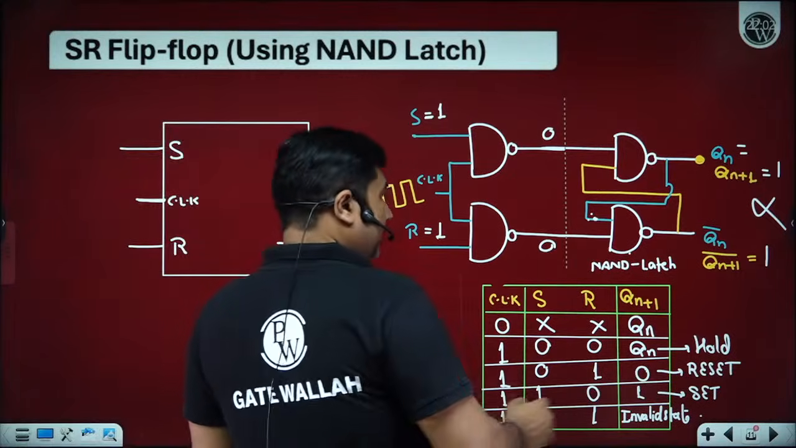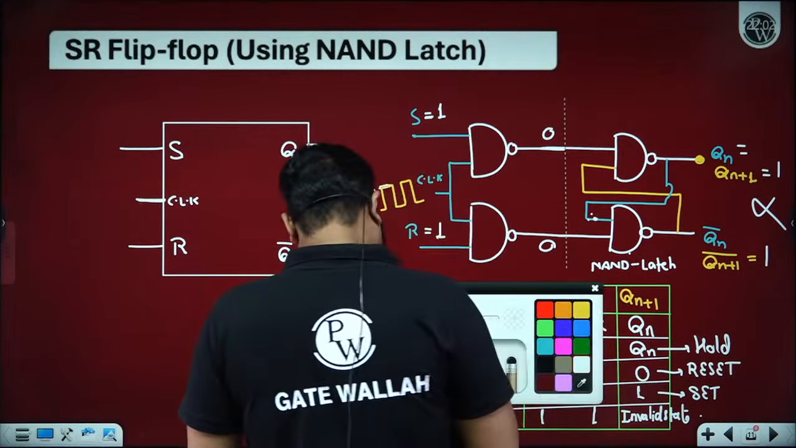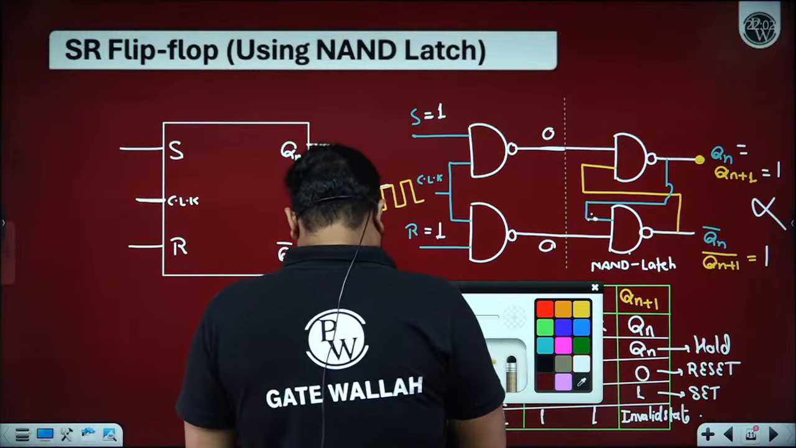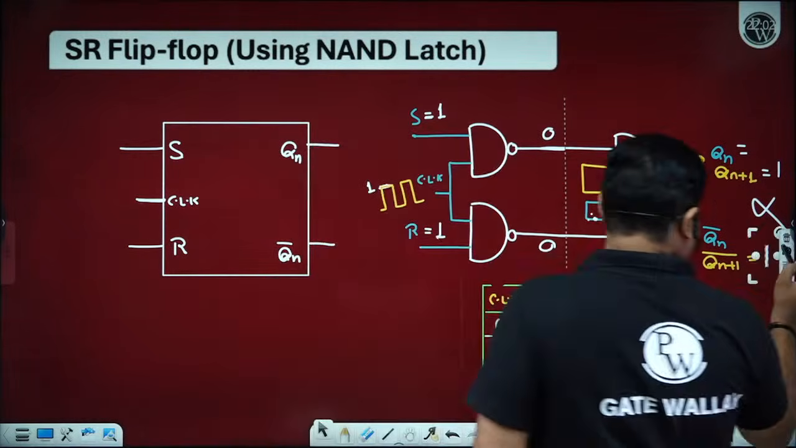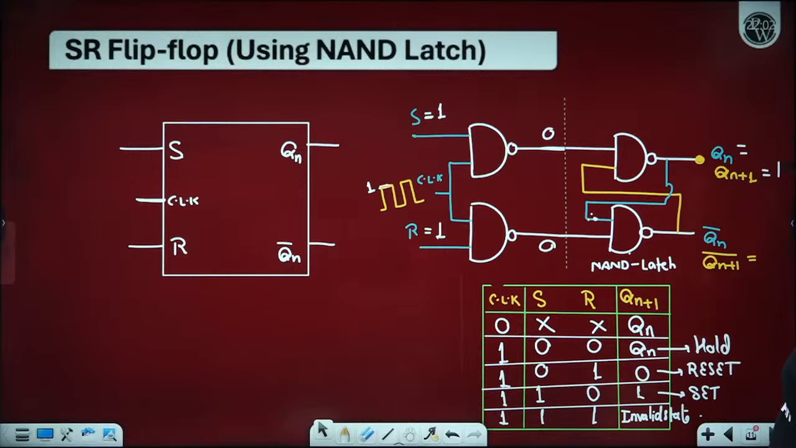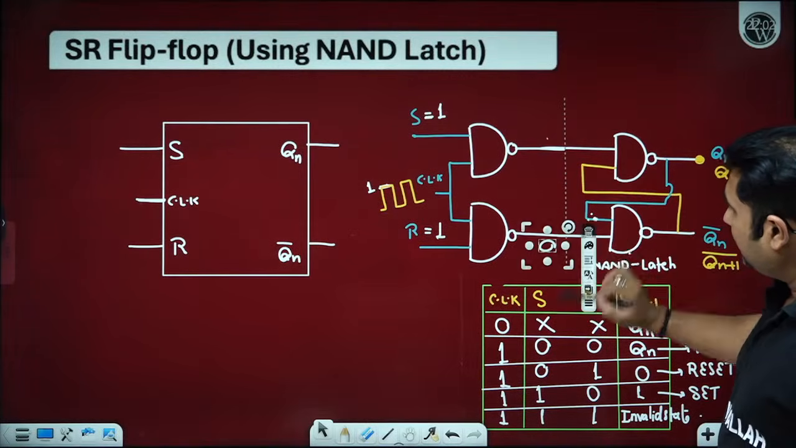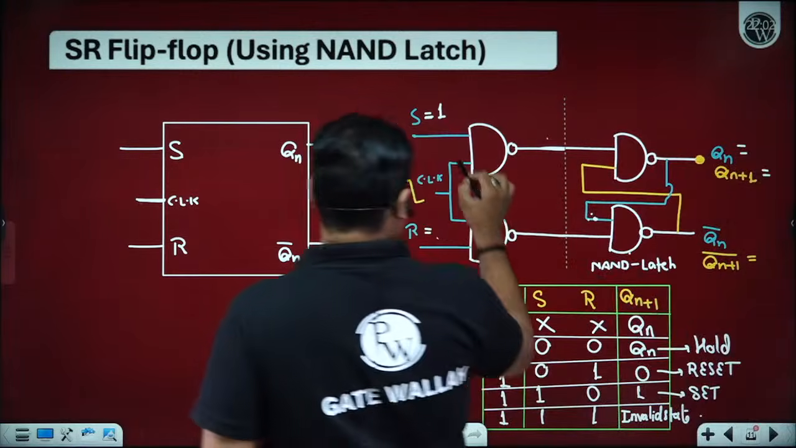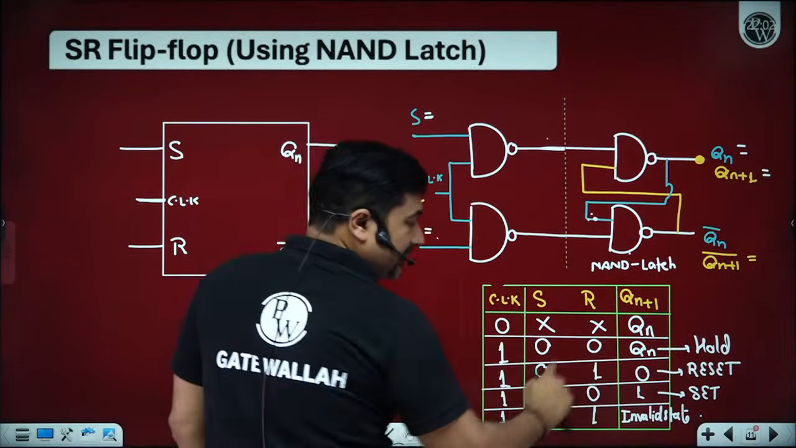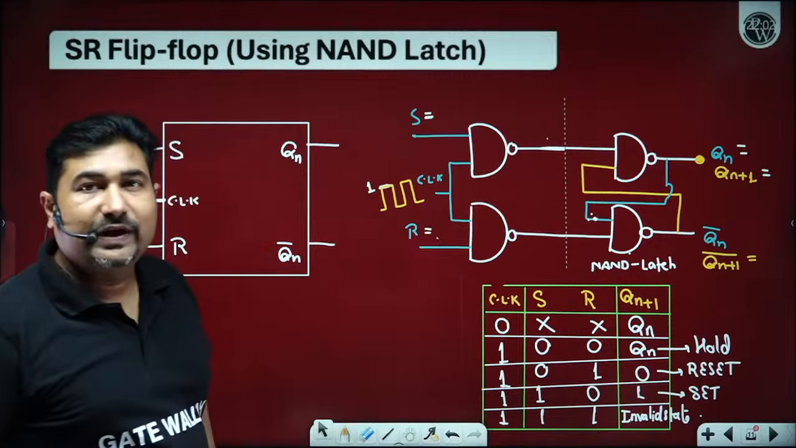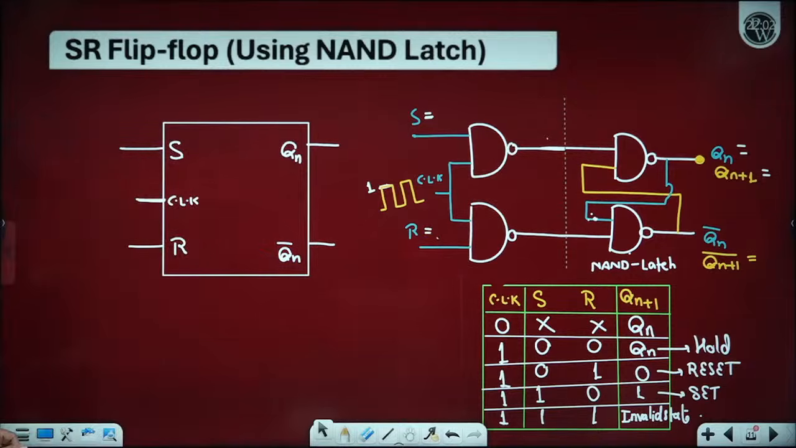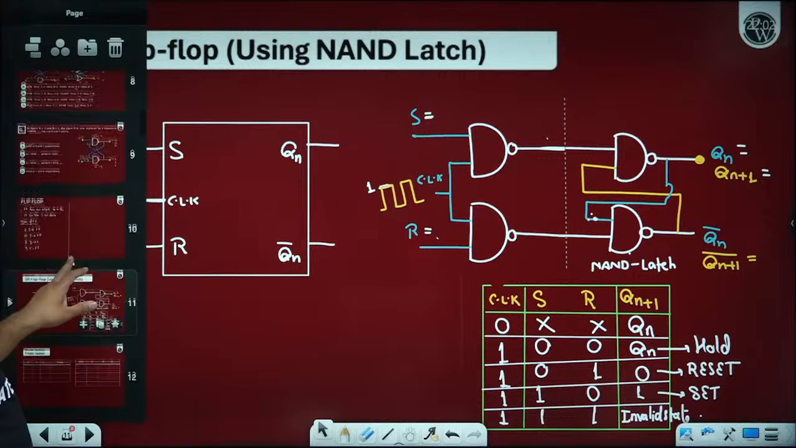Now, how many of you are able to understand up to this part? If there is any doubt in anything, please feel free to ask. I'm just removing all these entries so that you can check once again on your own. I have mentioned here, you have to check in the same way. Hoping all of you are able to understand the SR flip-flop, beta ji.